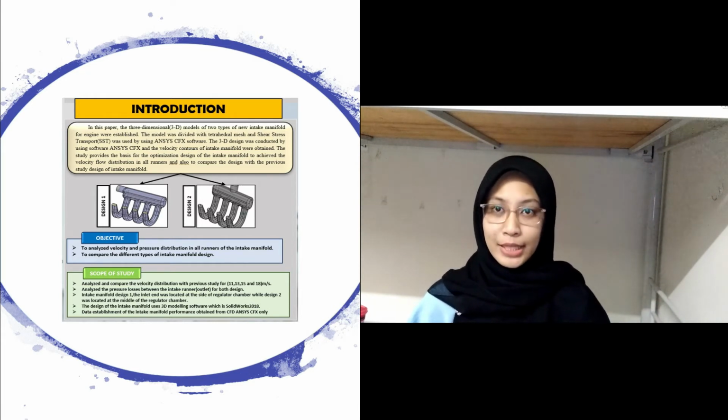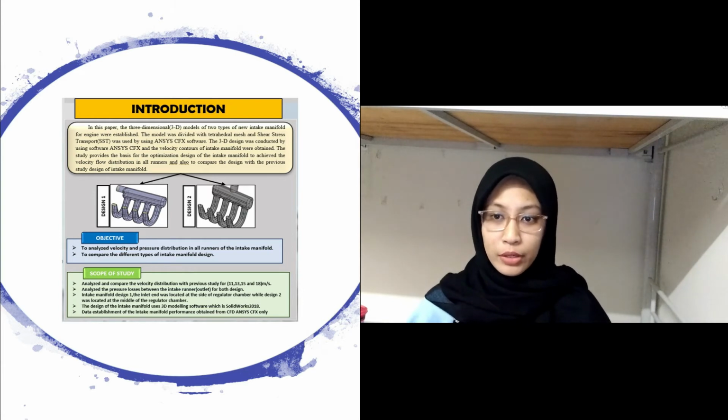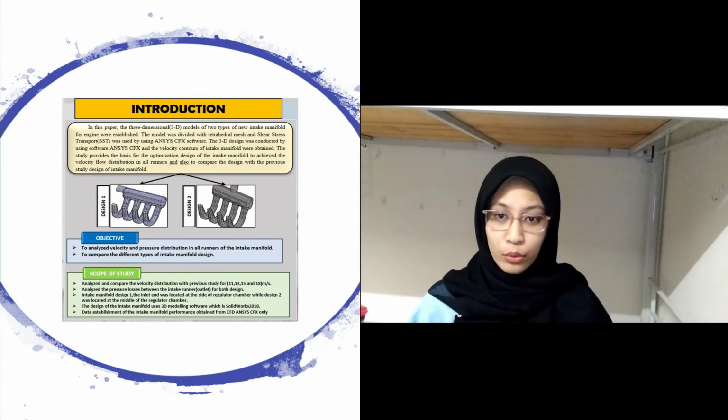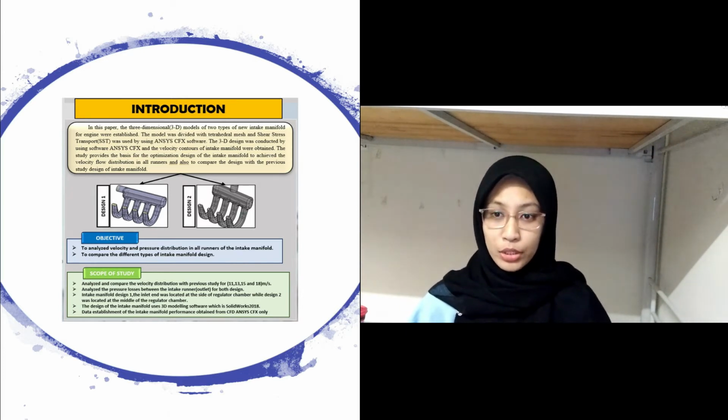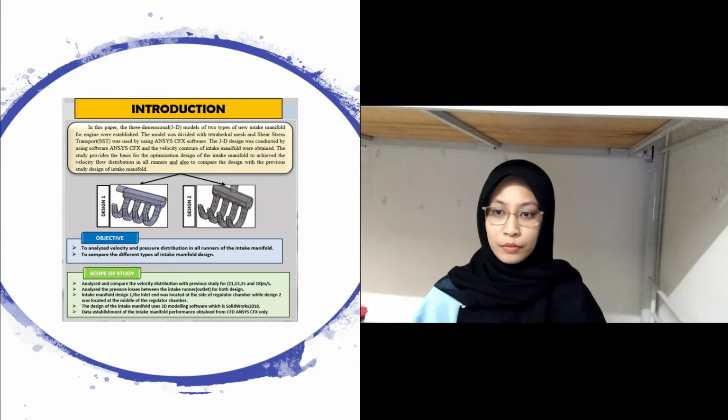And then the scope of study, which is to analyze and compare the velocity distribution with the previous study for 11, 13, 15 and 18 meter per second. Analyze the pressure losses between the intake runners for both designs. Intake manifold design 1, the inlet was located at the side of the regulator chamber, while design 2 was designed with the inlet end located at the middle of the regulator chamber. All the data establishment of the intake manifold performance obtained from computational fluid dynamics and ANSYS CFX only.